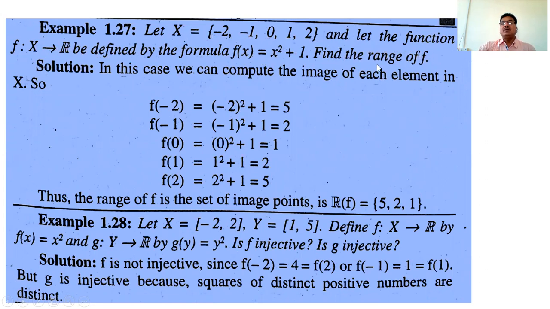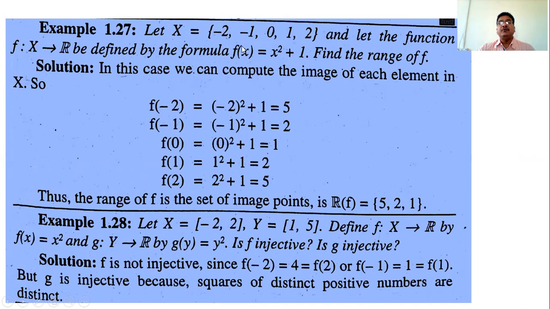That is, what is the range of the function? The range of the function is the set of all images. So first, find the image of each element of this set x. This set x contains a total of 5 elements. Now we have to find the image under this function f(x) = x² + 1 of each element. So f(-2).